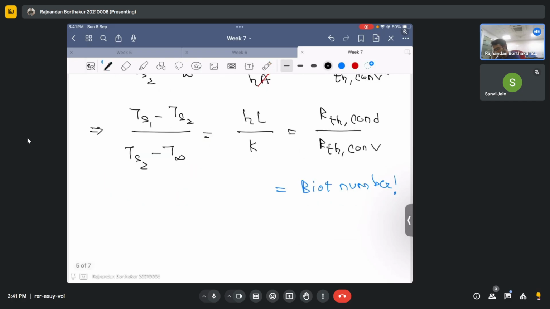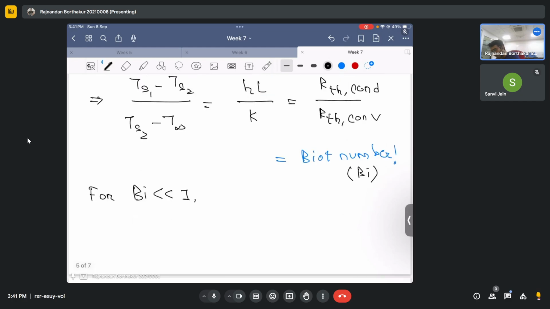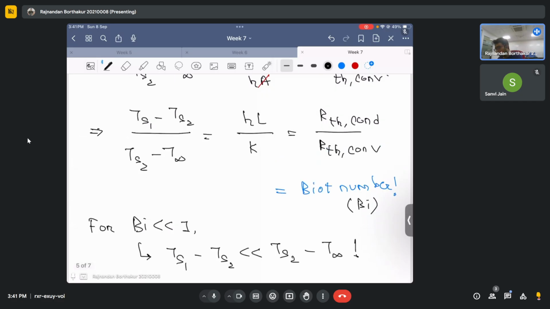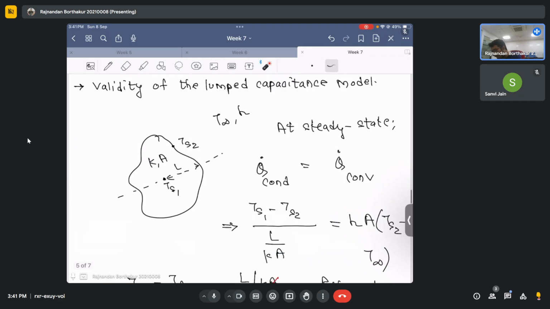So what I was trying to say is, the Biot number is denoted in short form as Bi. So for the Biot number to be very much less than 1, I can simply write that TS1 minus TS2 is very much less than TS2 minus T infinity. This physically means that the temperature difference between these 2 points is negligible compared to the temperature difference between this point and T infinity. This is only possible when your Biot number is less than 1, and the temperature differences within the body are very negligible.